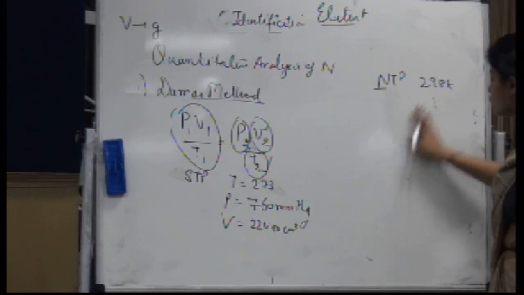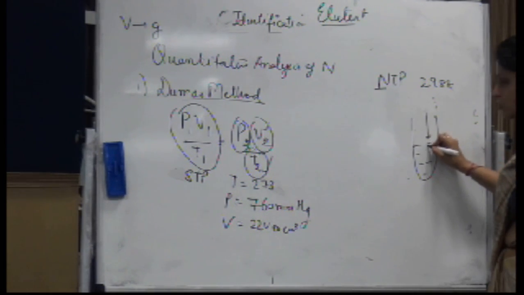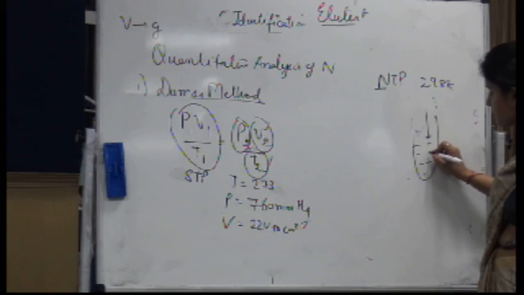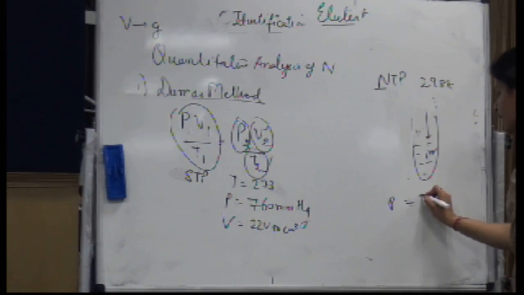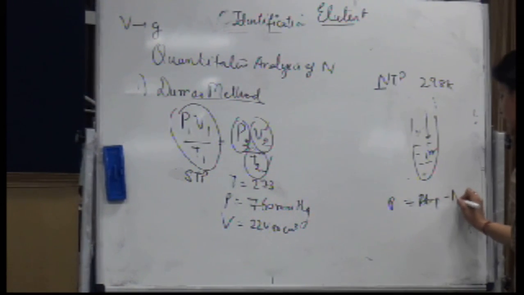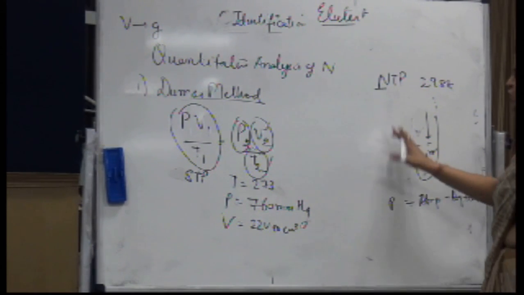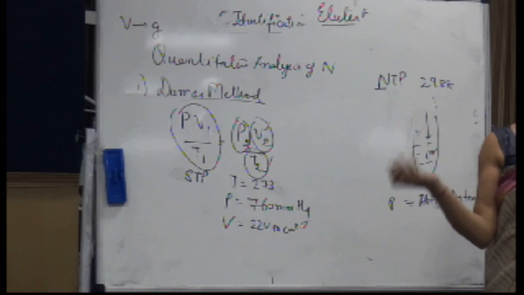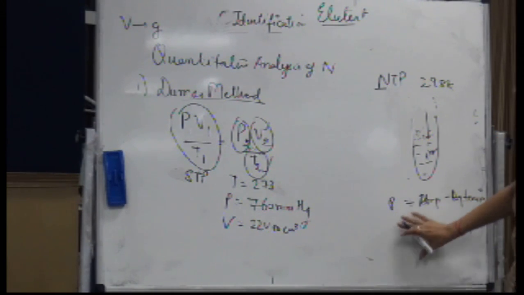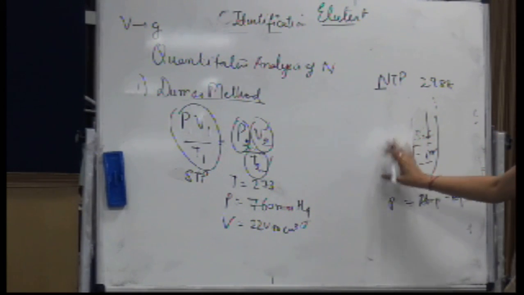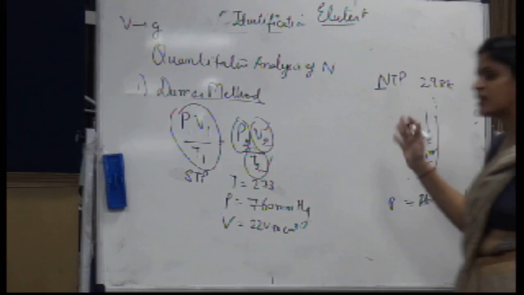Suppose the nitrogen is being collected in this flask, but the total pressure exerted by this nitrogen would be equal to net pressure equal to atmospheric pressure minus aqueous tension. What is aqueous tension? Aqueous tension is basically the vapor pressure exerted by the liquid. That means the pressure above this liquid is known as aqueous tension. So the net pressure by the nitrogen is the atmospheric pressure minus aqueous tension. So you would be given the aqueous tension also.